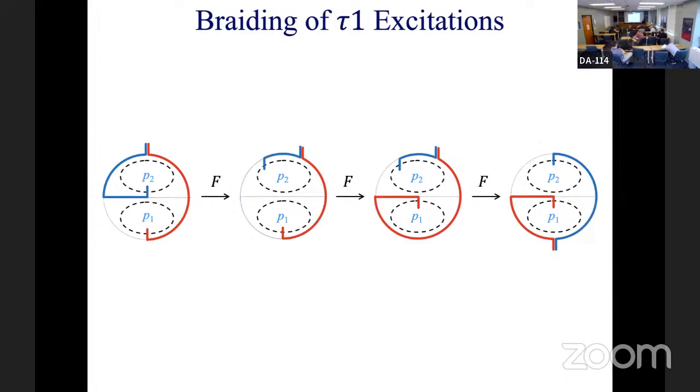So this is basically a breakout of how the braiding is done. With just a bunch of F moves, we move different excitations, and then I'm basically flipping this last one to have the same orientation as this, and you can see that the two plaquettes are actually exchanged with each other with just 3 Fs.